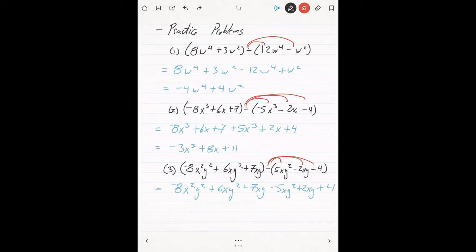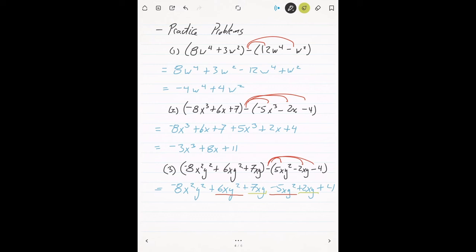Let's move on to the next one. A 6xy squared. Do you see any other term with an x to the first and a y squared? Well, I'm seeing one right here, the negative 5xy squared. So those two are like terms. And let's go to the next one, the 7xy. Do you see any other term that has a single x and a single y? Yeah, right here, it's 2xy.